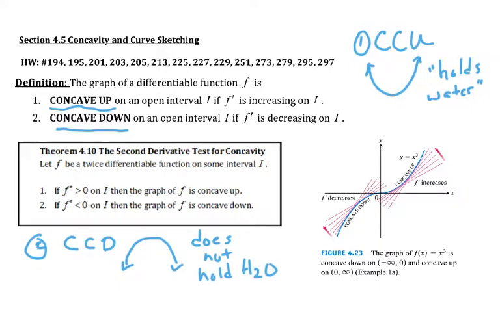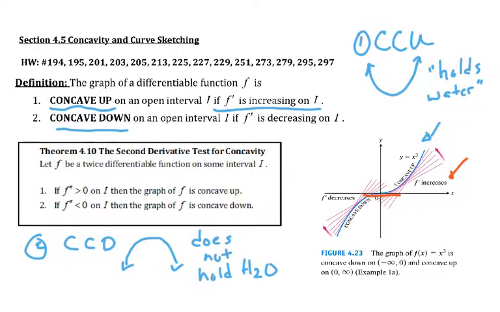And look what it says here in our definition. It says a graph is concave up if the first derivative is increasing. Okay, well, if you look here at the graph of y equals x cubed, at 0, my derivative would be equal to 0 because there's a horizontal tangent. And then gradually the slope of the tangent line increases, which means the derivative increases.